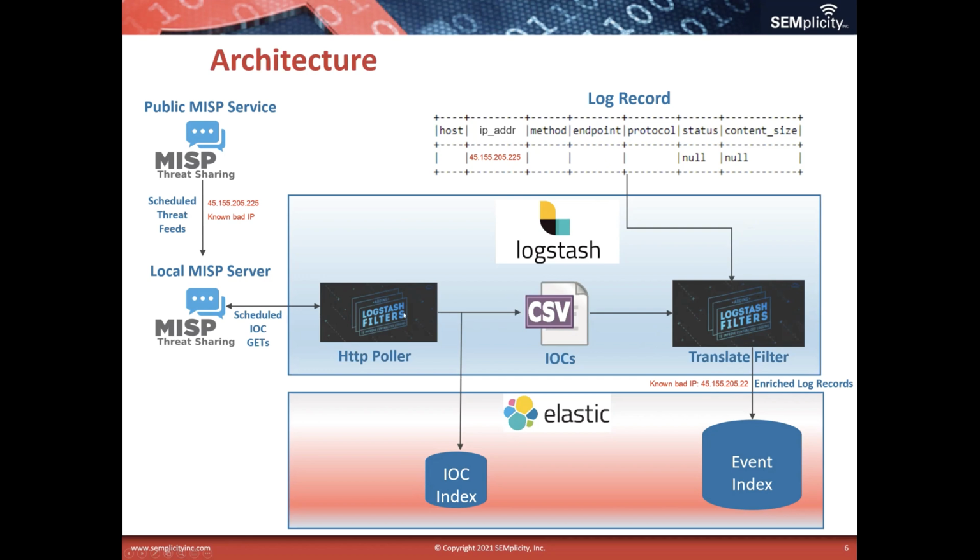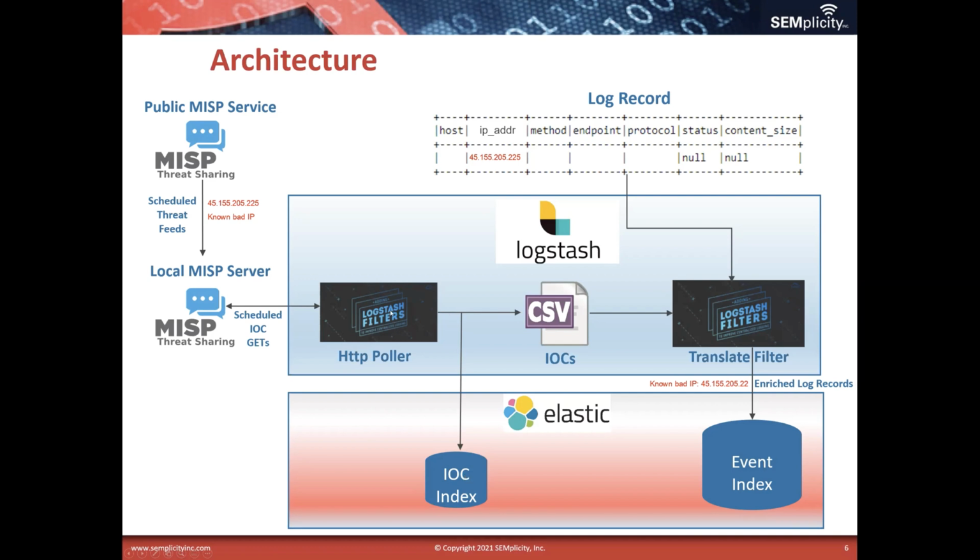Now, how are we going to build this CSV? Out of band, Logstash is going to run this HTTP poller every hour or so, or every half hour, and it's going to go talk to a local MISP server to get the latest IOCs. And that's what it's going to use to recreate the CSV. And as long as we're recreating the CSV, we also write our latest IOCs into a different index that we have in Elasticsearch, because we can use that stuff later on for all kinds of things.